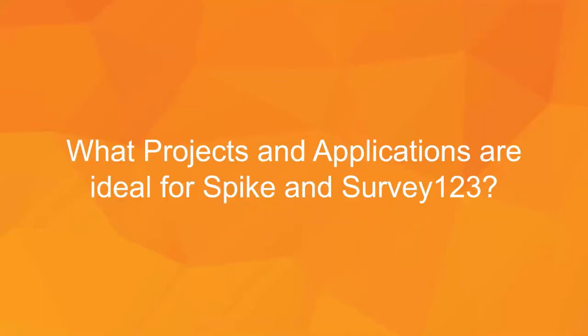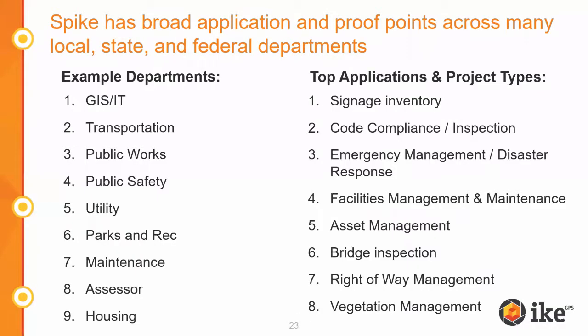So what projects and applications are people using Spike and Survey123 for? Well, here's just a quick list of what we've seen of different departments. I'll focus on the applications, but transportation agencies have really been one of the top adopters of Spike, but also Spike and Survey123. Because if you think about it, they have so many needs and so many requirements to measure things. And a lot of the things that they need to measure are safety issues, for example, such as signage.